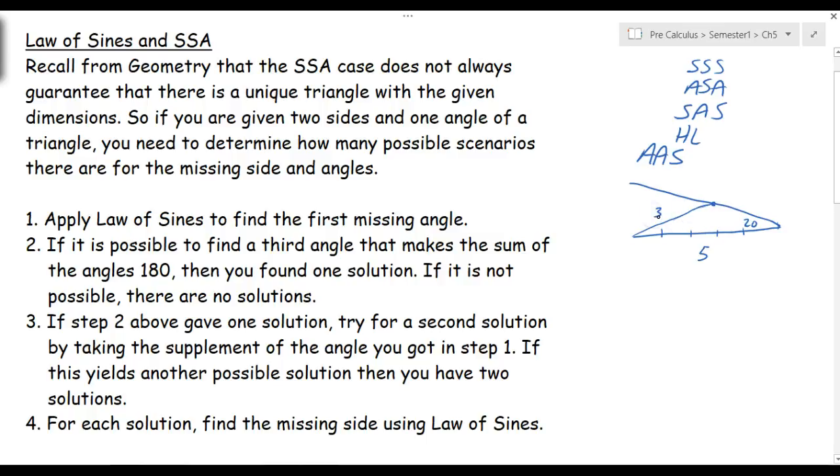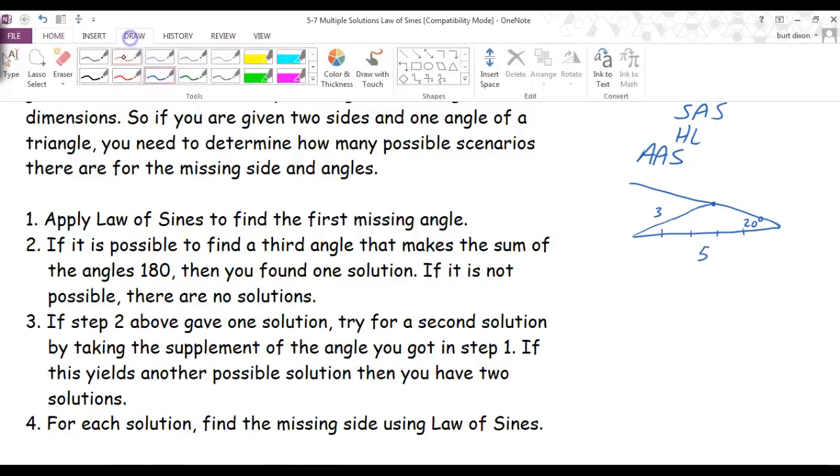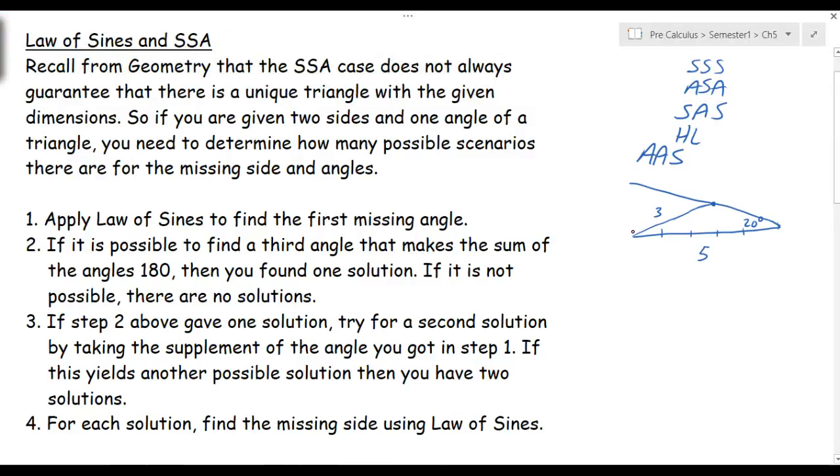So there is a triangle that has a side of 3, a side of 5, and an angle of 20 degrees. Now notice that I can also draw a triangle that has, if I take this side that's 3 units long and I swing an arc over to here, you see there's another triangle, this red triangle, that has a side of 5, a side of 3, 1, 2, 3, and an angle of 20.